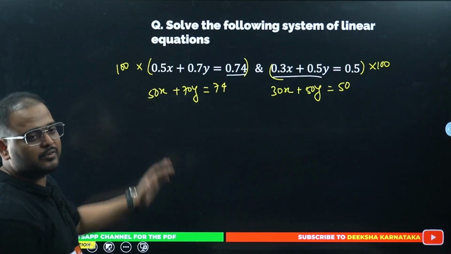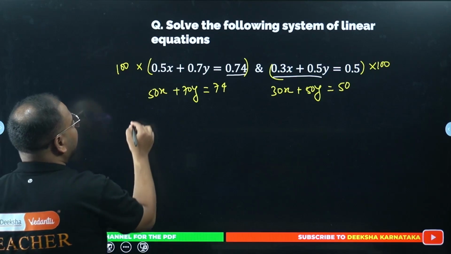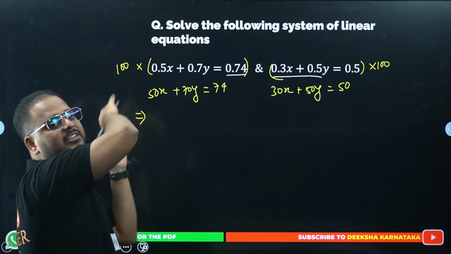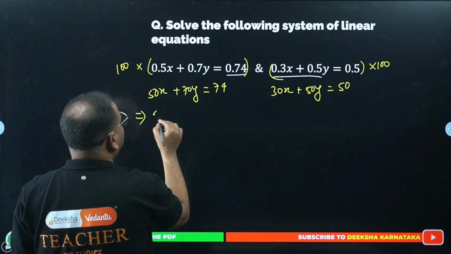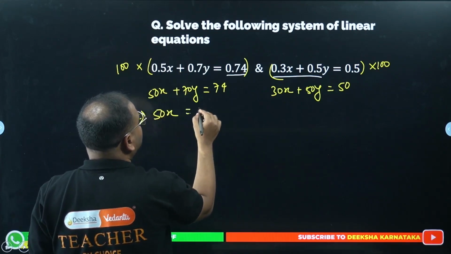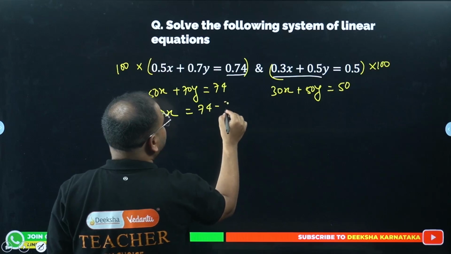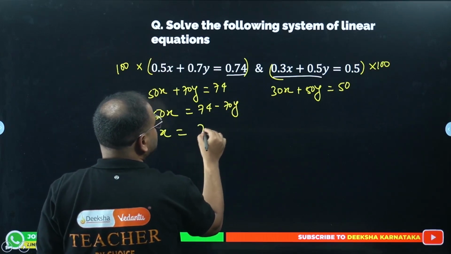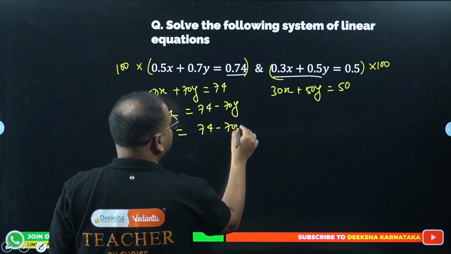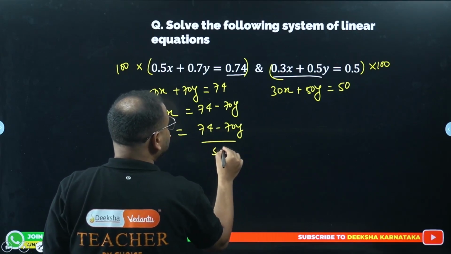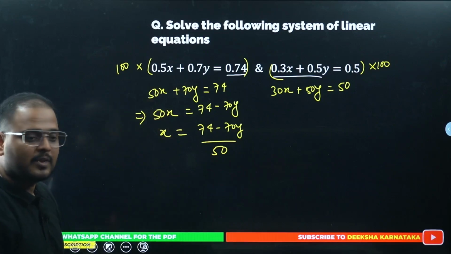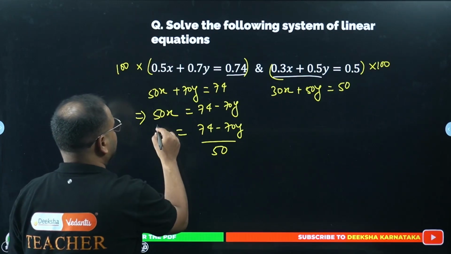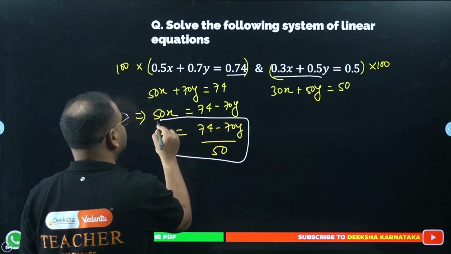Let's find the value of x from here. How are you going to find the value of x? Sir, we'll keep x on one side and take everything on the other side. So we get 50x equals 74 minus 70y. So x is equal to (74 minus 70y) upon 50. Am I right? Now we're going to use this in our second equation.